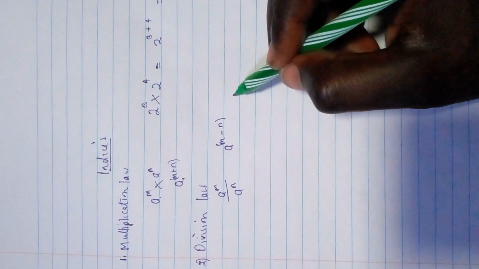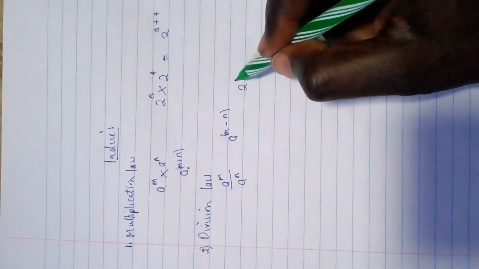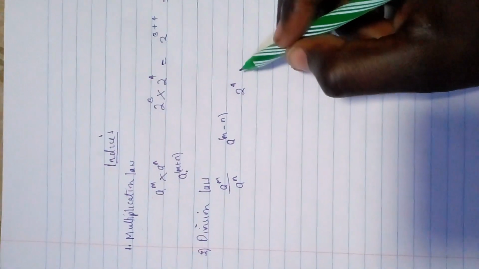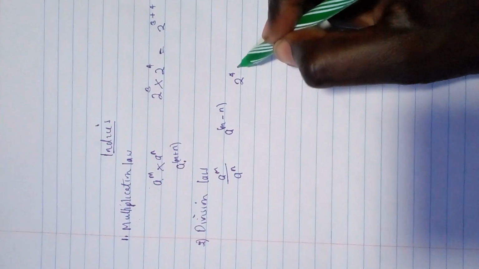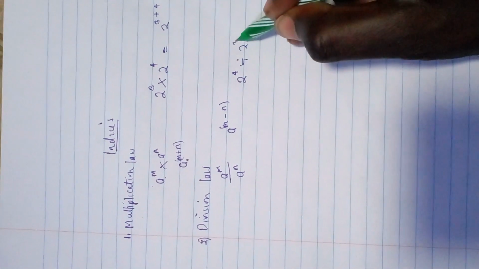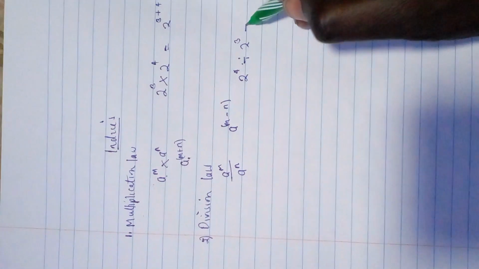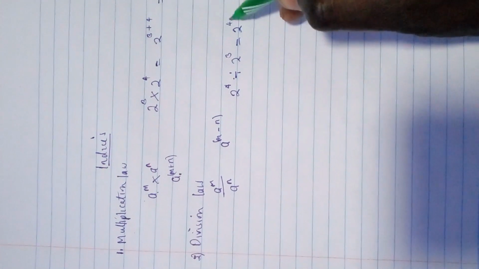For example, let's say you're given 2 raised to power 4, I'm using this to illustrate, divided by 2 raised to power 3. You simply get 2 to the power 4 minus 3. This is 2 raised to power 1, same as 2.